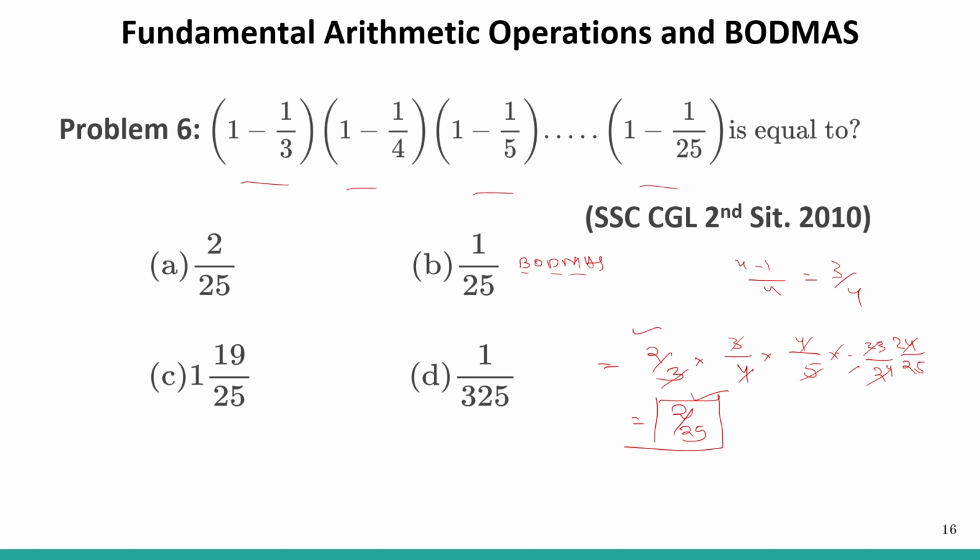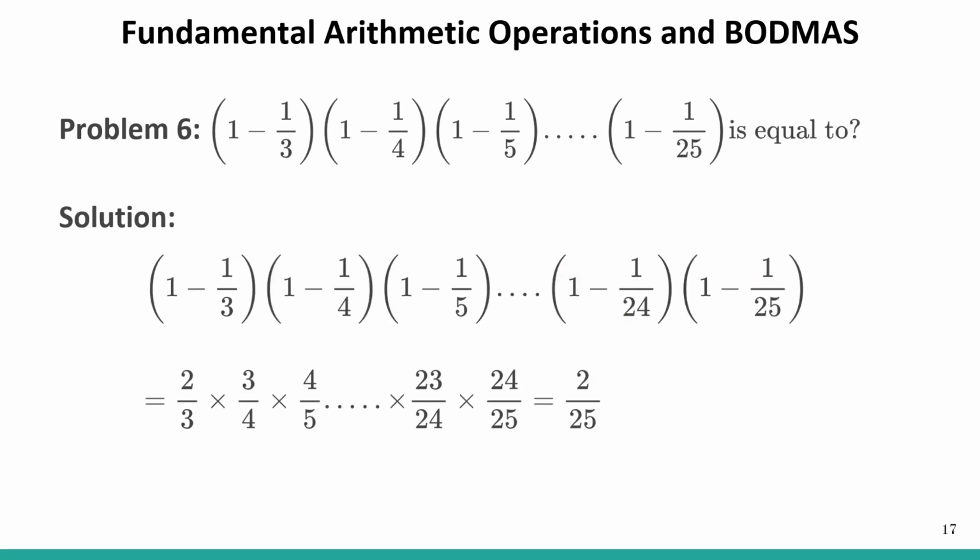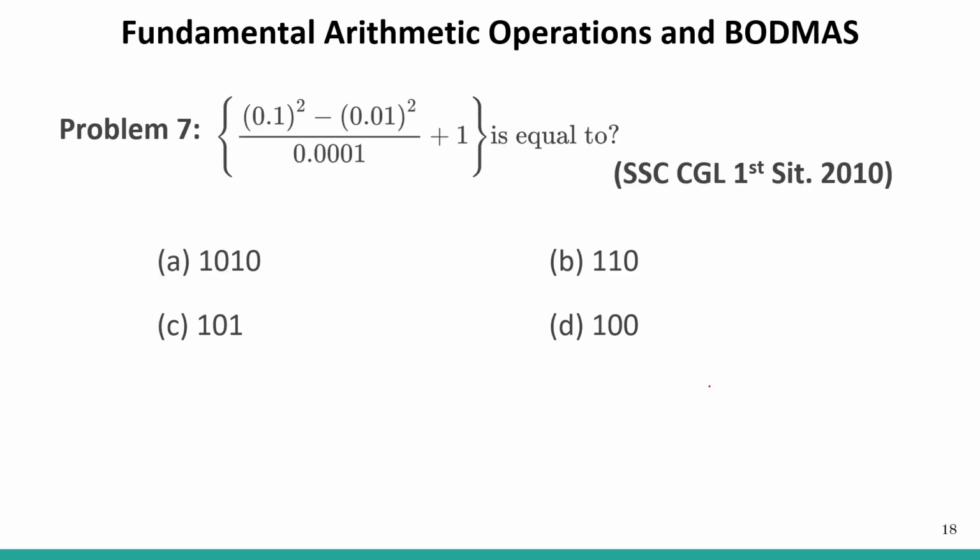So let's see the step-by-step solution. 1 minus 1 by 3 into 1 minus 1 by 4, so on up to 1 minus 1 by 25 is nothing but 2 by 25, as you can see here. So this is the final answer.